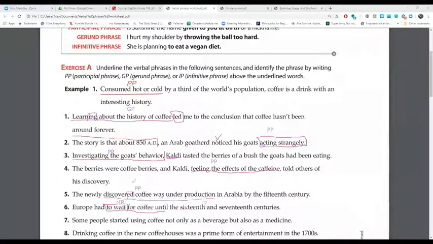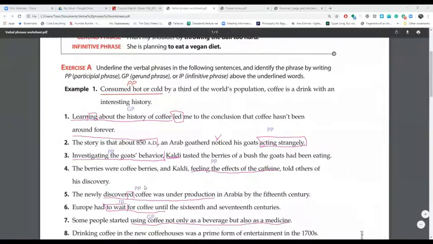Okay, number 7. Some people started using coffee not only as a beverage, but also as a medicine. So, some people started, this is actually going to be the main verb. This is what people did. So, using coffee not only as a beverage, but also as a medicine is going to modify what? Is this a participle or a gerund? Good job. This is a gerund phrase because it is modifying the verb started. So it is a gerund phrase.